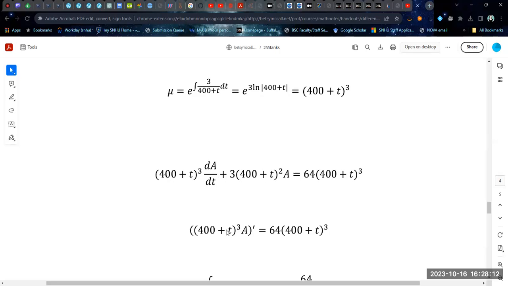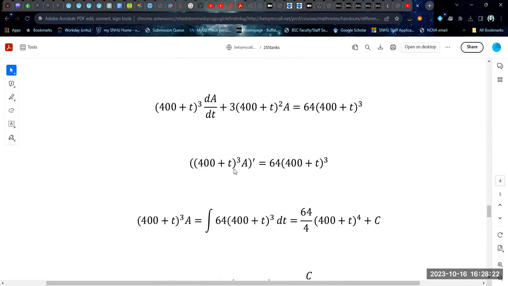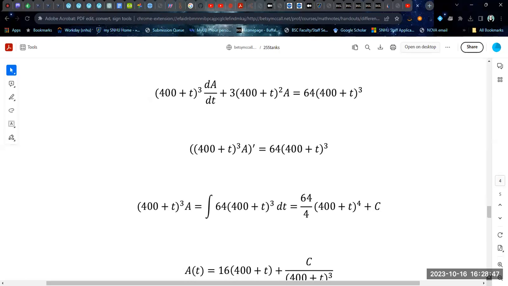So this is a product rule. And on this side of the equation, we also have to multiply by our integrating factor. The whole thing is multiplied by the integrating factor. And this side we integrate easily because the integral just cancels the prime. But on this side of the equation, we have to integrate, and I integrated here essentially using substitution. The derivative of 400 plus t is just 1. And so this is sort of a null power rule substitution.